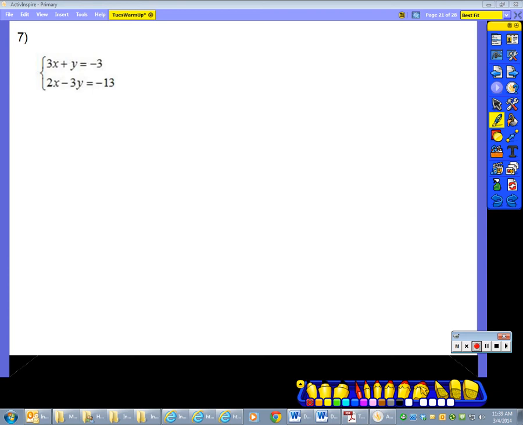Alright, so here we go. I'm going to take this first equation. I'm going to get y by itself. I have to get a variable by itself, and it looks like it's going to be easiest to get y by itself. So I can do that in one step.